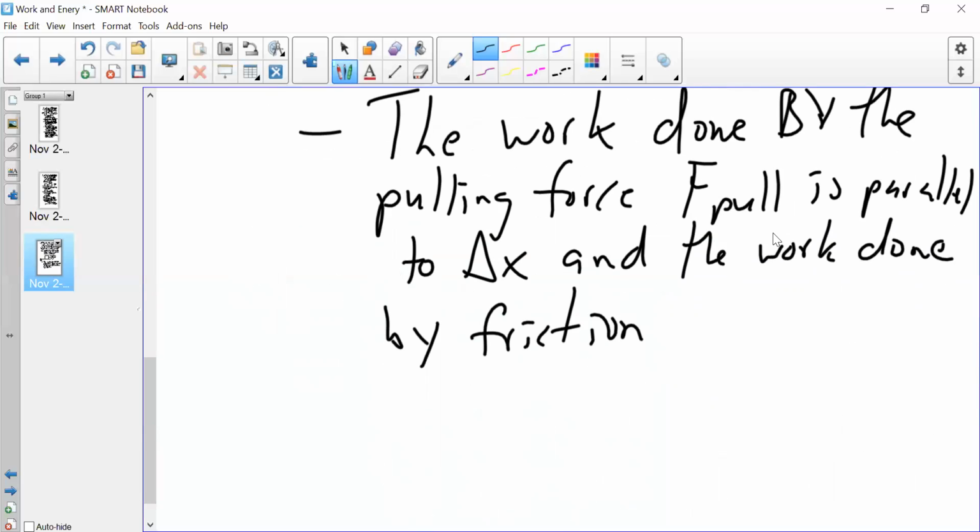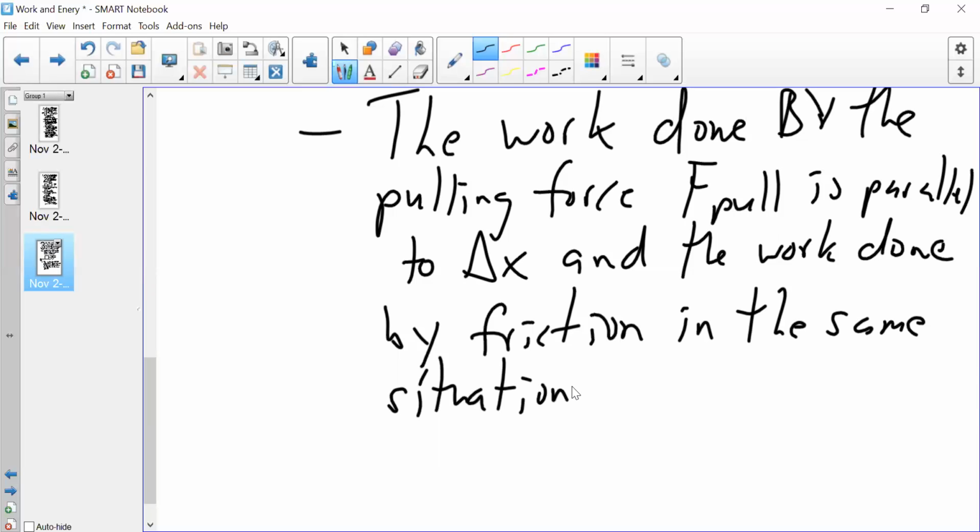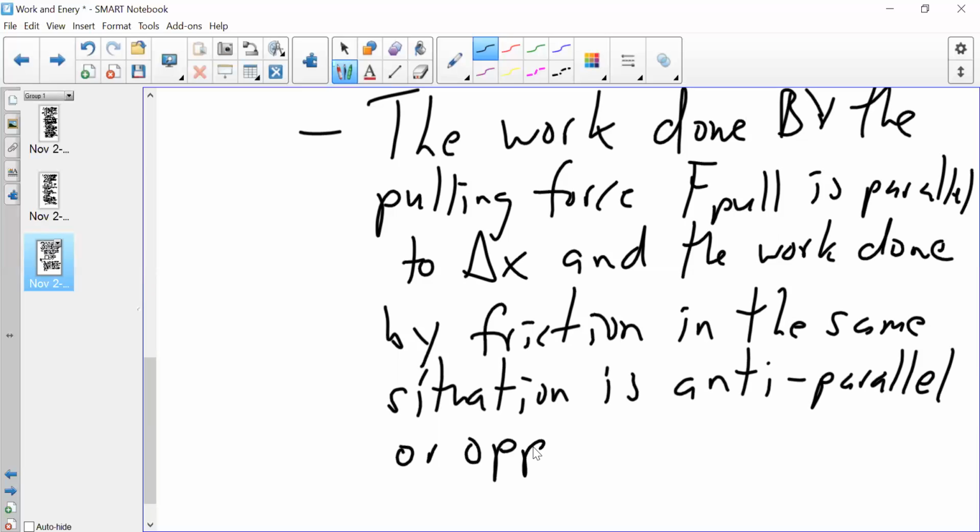So the work done by friction in the same situation is anti-parallel or opposite the displacement. Right. So we have those two things. The forces must be in the same axis, parallel or anti-parallel.